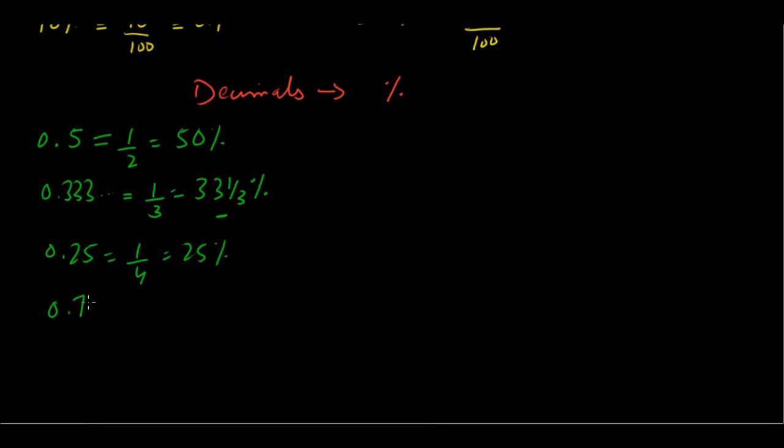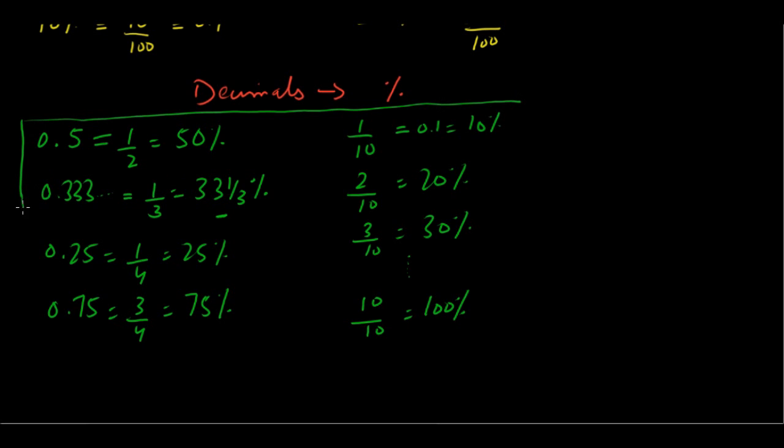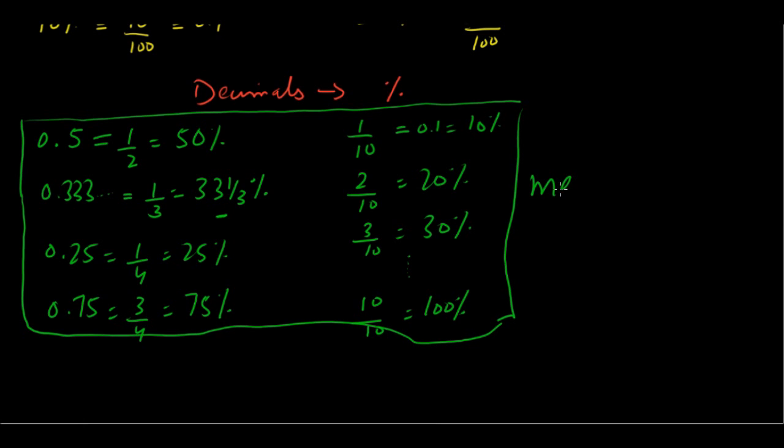Then you can have 3/4, 0.75, which will be 75%. And the fractions with 10 in the denominator: 1/10 is 0.1, which is 10%. And you can have 2/10, which would be 20%. 3/10 would be 30%, and so on till you get 10 over 10, which would be 100%. So these are some of the common decimal to percent conversions that would be good to know off the top of your head. So memorize.